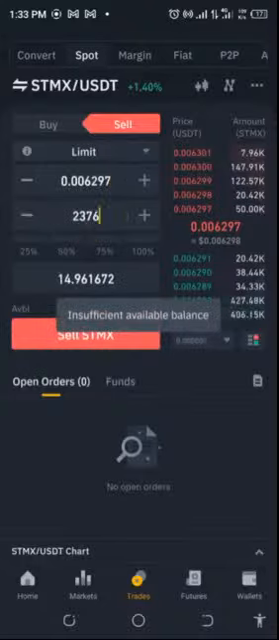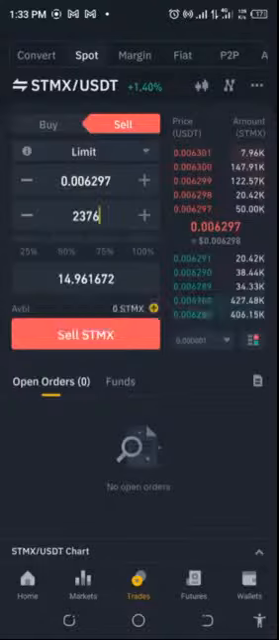You can see what we have here is 14.96. Take note of this very, very well. Okay, what we have here is 14.96. But now I'm not doing this.